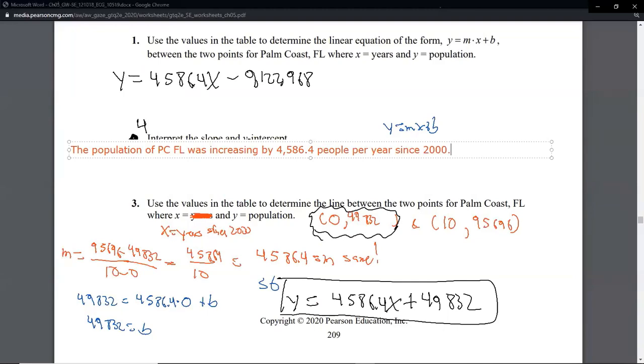Now, I'm not saying it's doing this exactly. I'm saying this is kind of like an average. Then the intercept, we can say that in the year 2000, the population, so the year 2000 is 0 years since 2000, the population was 49,832, which makes perfect sense.